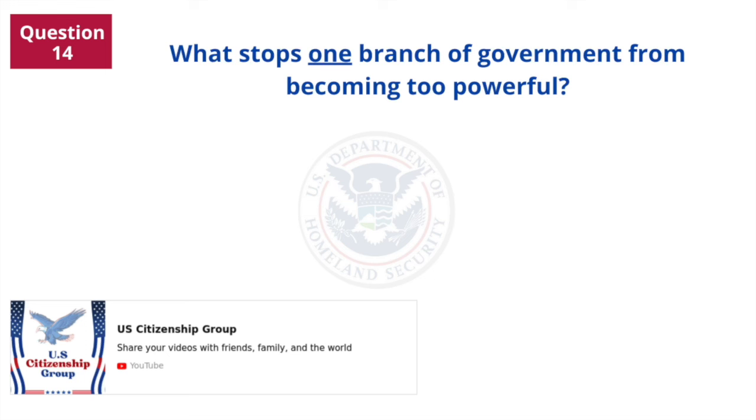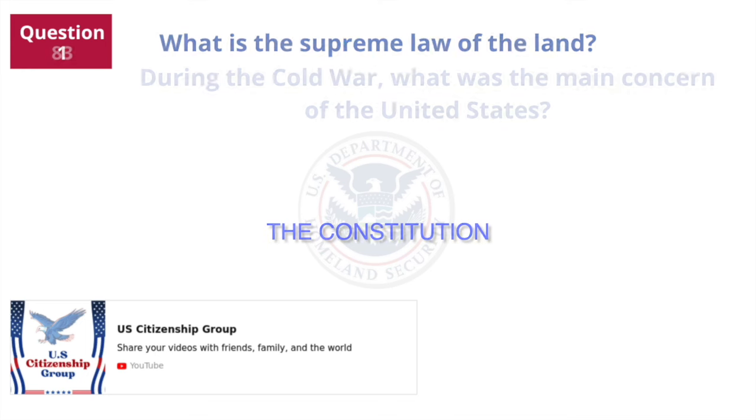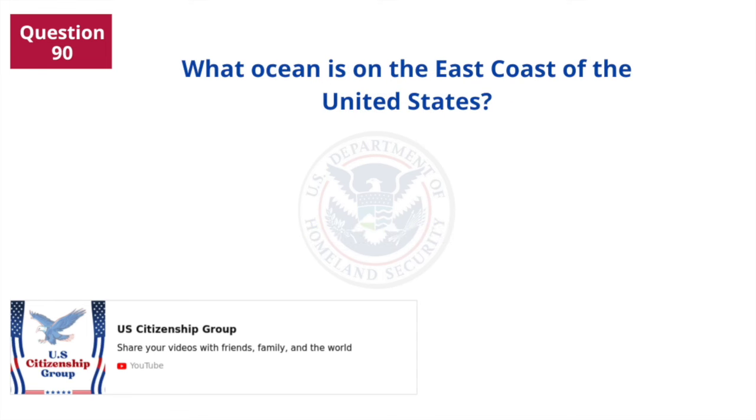What stops one branch of government from becoming too powerful? Checks and balances. What is the supreme law of the land? The Constitution. During the Cold War, what was the main concern of the United States? Communism. What ocean is on the east coast of the United States? Atlantic Ocean.